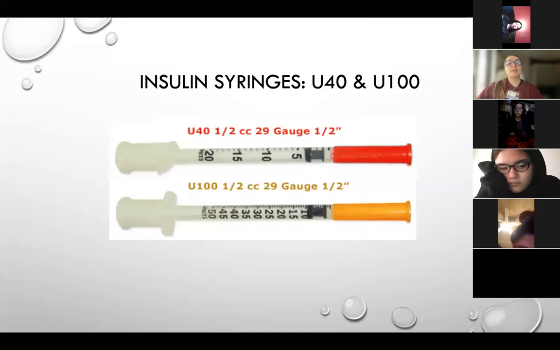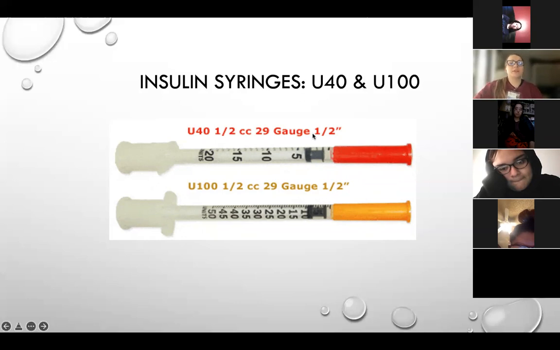So for U40, it's usually Prozinc. That's the brand of insulin that we'll use. And for U100, it's Vetsolin or Lantus. And it's going to clearly say it on those insulin bottles. I'm going to show you in these next two pictures how you can identify what type of syringe you need to be using. And again, it's going to line up with your bottle.